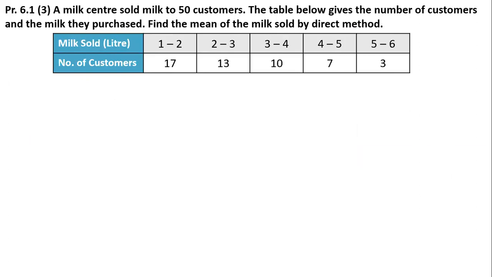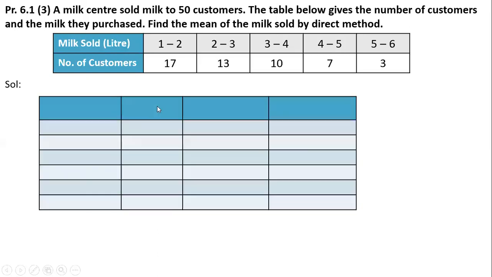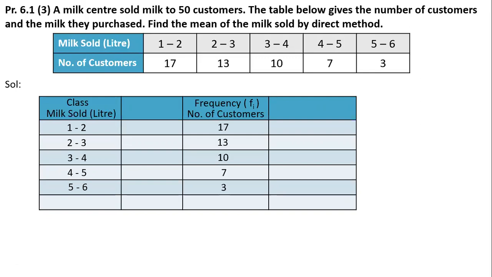So we know there are 4 columns to be done. So do it with me. Whenever you want, you can pause the video. 4 columns. First will be class interval, that is milk sold. List down 1 to 2, 2 to 3, 3 to 4, 4 to 5, 5 to 6. Then it is frequency: 17, 13, 10, 7, 3.